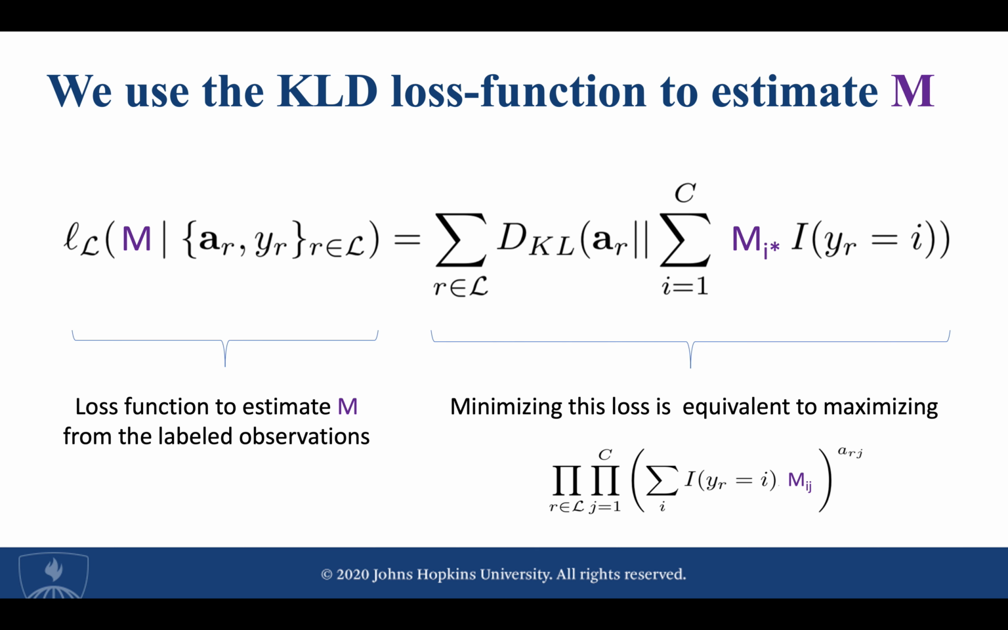Mathematically, we use a loss function rather than a likelihood for Bayesian updating. Our loss function is the Kullback-Leibler distance, or KLD distance, between the compositional algorithm predictions and the expected value of the predictions. If we were to minimize this loss function, it would be equivalent to minimizing a quasi-multinomial likelihood, and it is identical to minimizing the multinomial likelihood if the predictions are all single class.